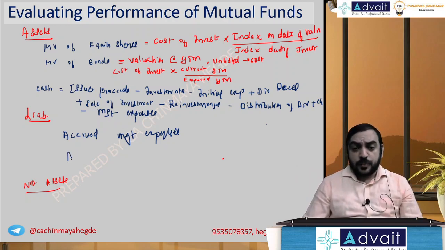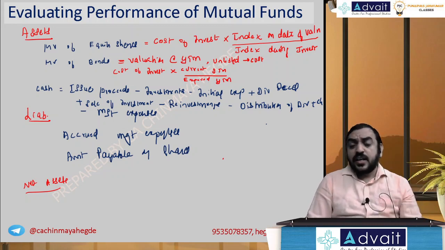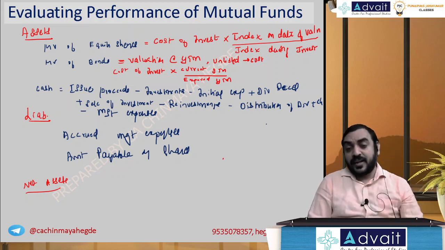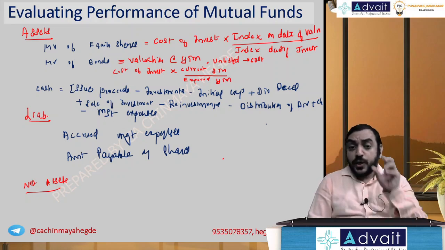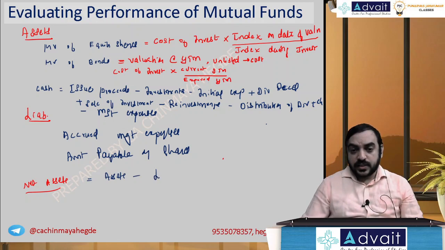And then amount payable on shares, maybe partly paid up shares. Recently, Bharti Airtel has come up with a rights issue where the shares are partly paid up, yet to be made fully paid up. So some amount will be yet to be paid by the investor. That might be a liability. So we have all the assets, we have all the liabilities. The market value of all the assets minus liabilities will give you net assets.